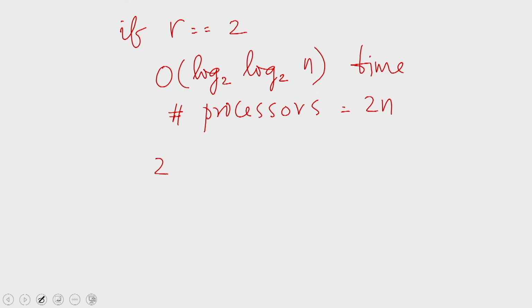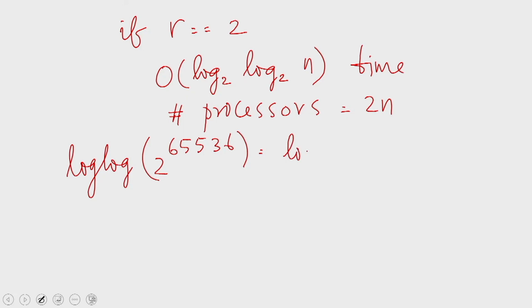Therefore, even for a number of the size of 2 power 65536, log of this would be log of 65536, which is 16. Therefore, for all practical values of n, you could say log of log n is less than or equal to 16. So, this algorithm is indeed very fast. If you have an algorithm that runs in order of log log n time using 2n processors, then since the model is self-simulating, we can simulate the same algorithm using n processors for the same time complexity.